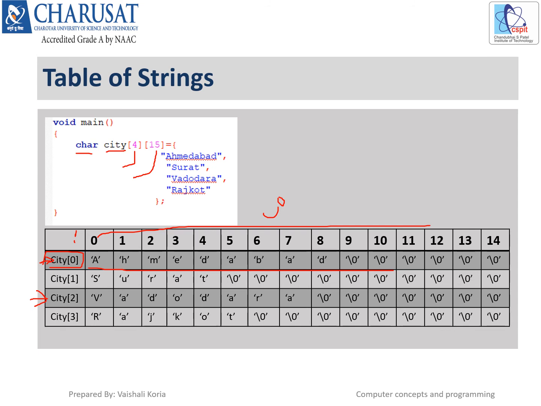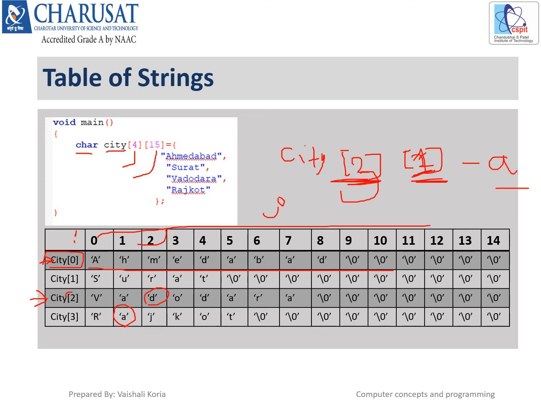So if you write city[2][2], that means you want to access the value in city 2, which is Vadodara, and this second 2 means the third character, that means this D. Now, if you want to find a certain character of a given string stored in the city array, let's take city[3][1]. Here 3 means the fourth string, and 1 means the second character. So this element has the value A.